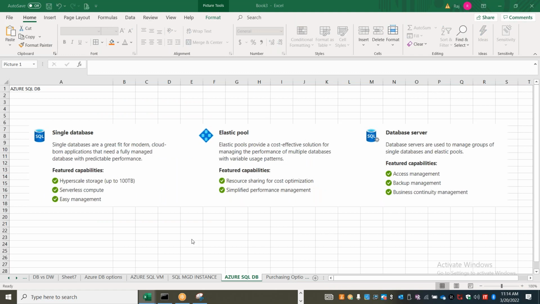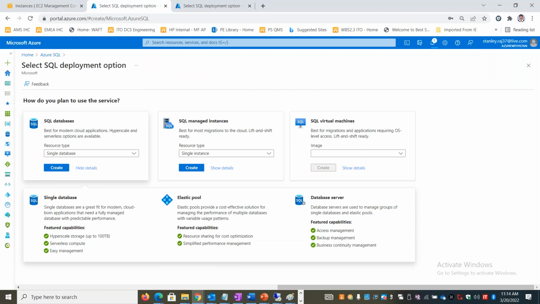Okay, is it clear? The classification is clear? Any questions on that? No, Stan.